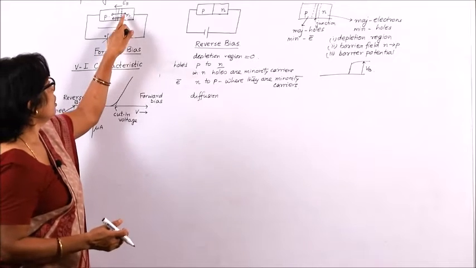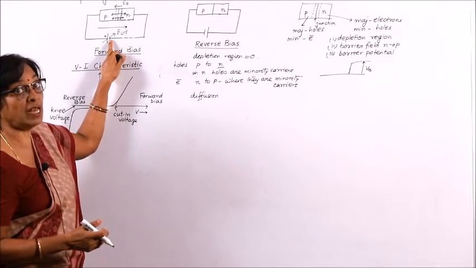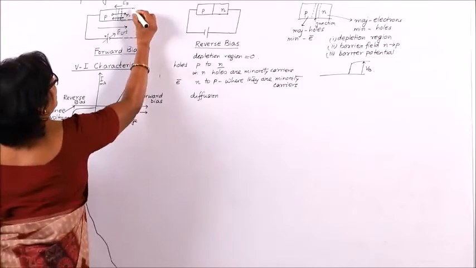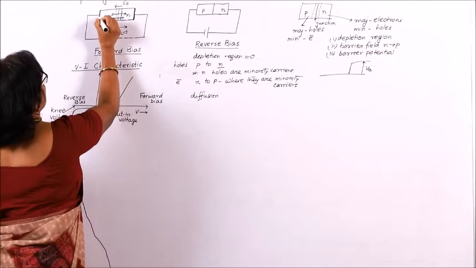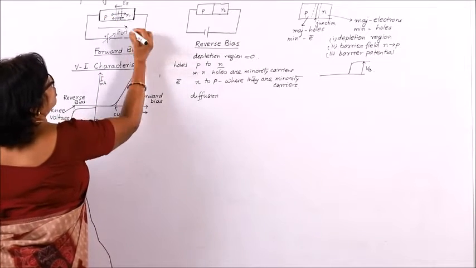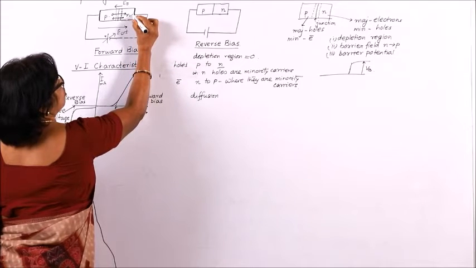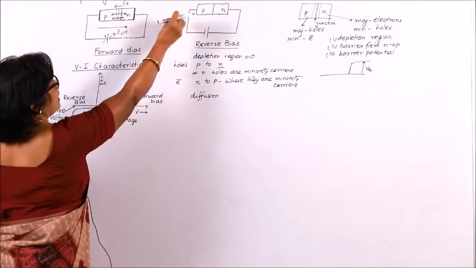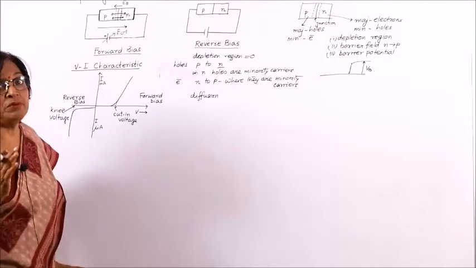Drift means the hole has come from here to here. This is a negative terminal. So, the negative terminal will supply electrons to this metal. This is the metallic end of the p-n junction. So, it will give some electrons to the metal. The holes will be accelerated due to this negative terminal. There will be a drift, but the drift is very small.